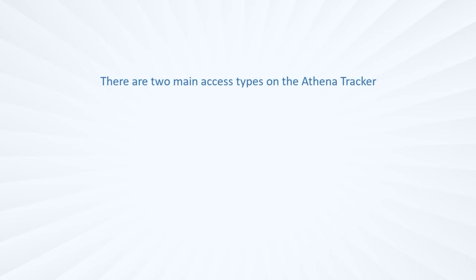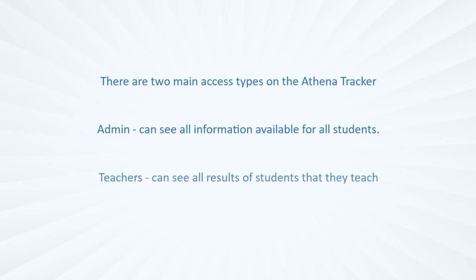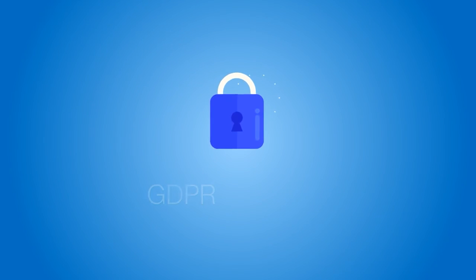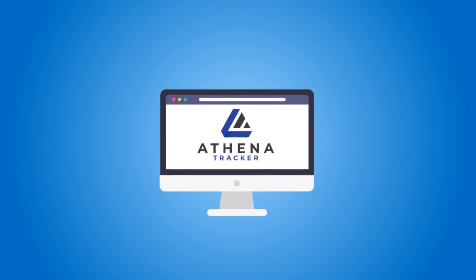There are two main access types on the Athena Tracker. Admin can see all information available for all students. Teachers can see all results of students that they teach in the subjects that they teach them, and all previous results in that subject. Teachers can also use the Athena Tracker as a secure GDPR compliant gradebook. There are also additional access rights available for year heads, subject coordinators, career guidance counselors, and tutors.